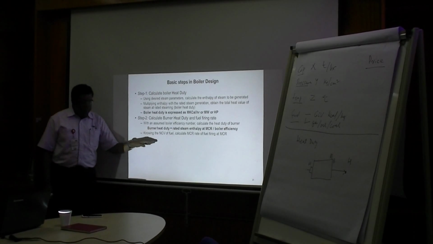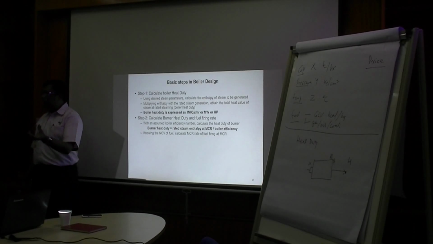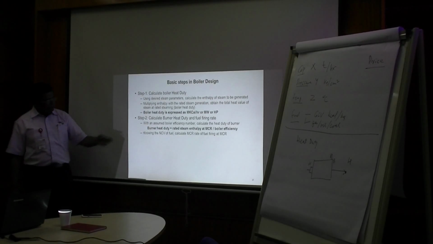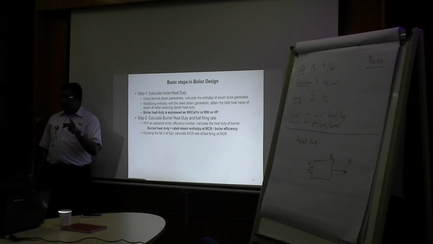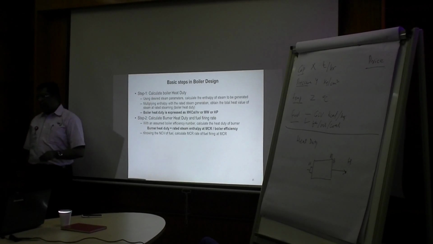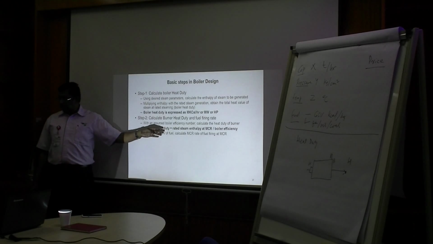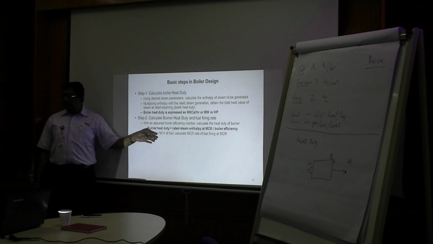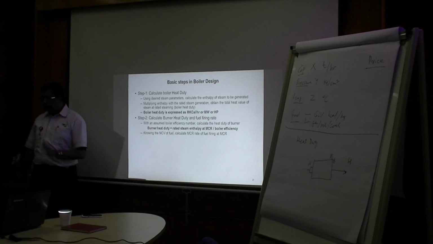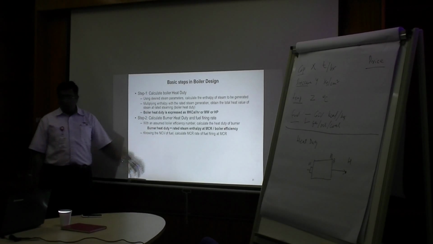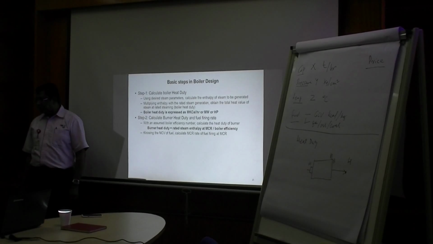From the burner heat duty, you have to decide how many kilograms of fuel should be fired. Because you know 1 kilogram of fuel gives you so many kilocalories, and then you know how many kilocalories are to be released by the burner. So the burner should fire that many kilograms of fuel. So you come to the point where you know how much fuel will be required.